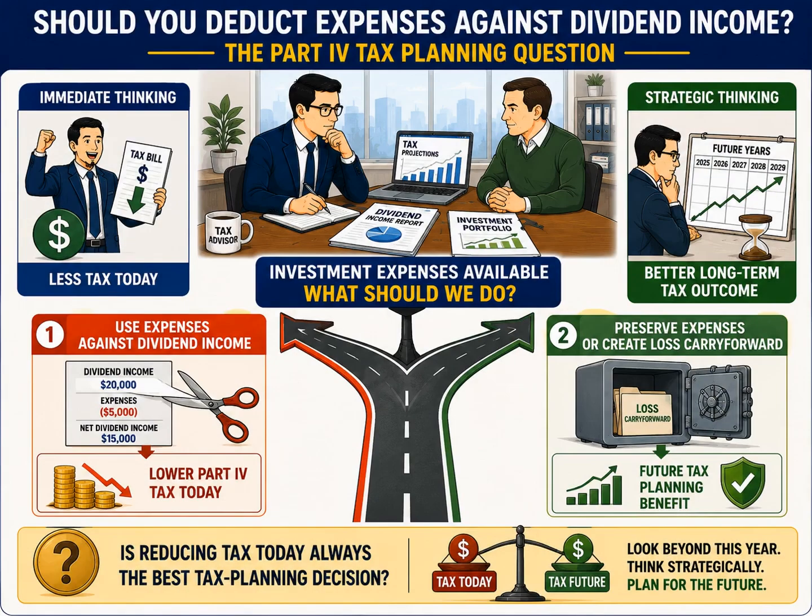In this slide, we begin exploring one of the more advanced tax planning questions involving dividend income and Part 4 tax. At first glance, the answer may seem obvious. If a corporation has deductible investment expenses available, why not use those expenses to reduce dividend income and lower tax immediately? After all, paying less tax today sounds like a good outcome.